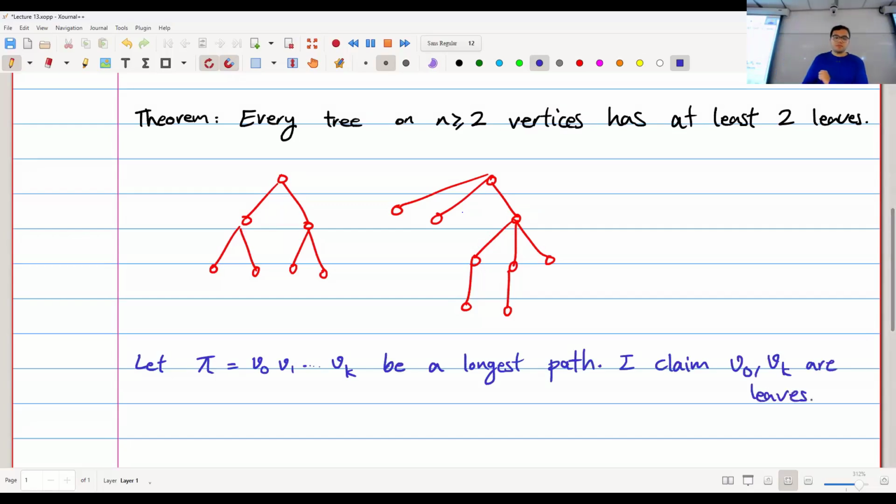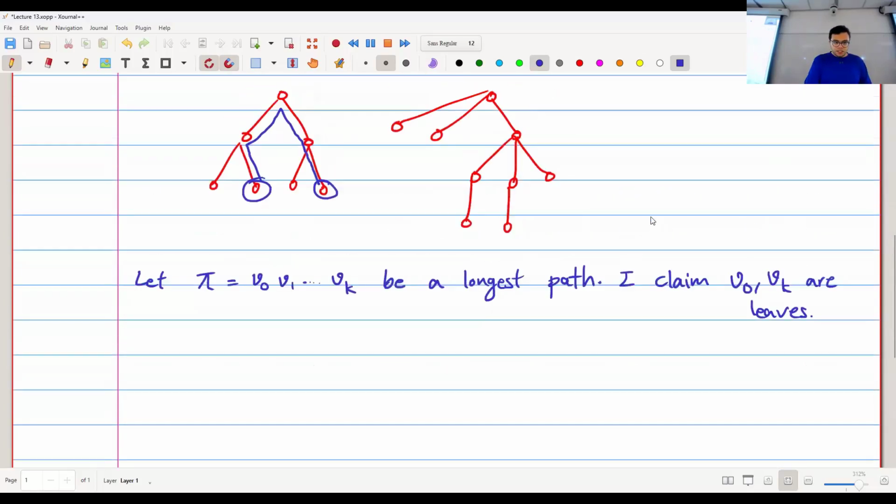Let's see. So for example, in this graph here, the longest path I can find is a path of length 4. And there are many such paths, but let's say I take this one. You see both endpoints are leaves. Okay. Now, let's try to prove this by contradiction.